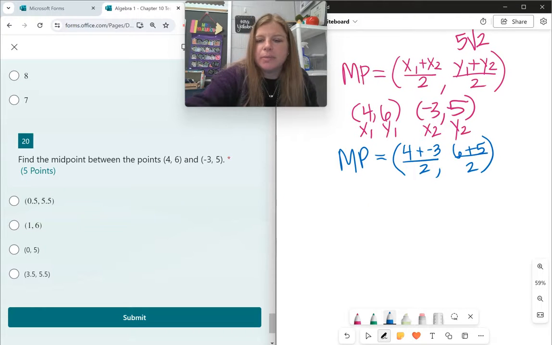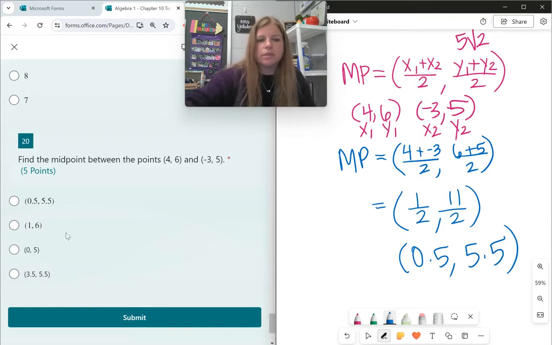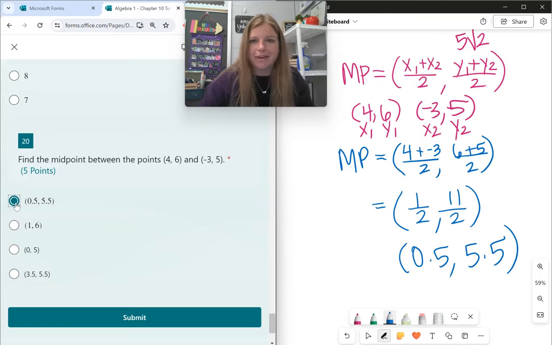So let's see, the midpoint, 4 plus negative 3 is 1 over 2. 6 plus 5 is 11 over 2. Now I see I have decimal answers. No big deal. Fractions are good. Decimals are good. Well, half is just 0.5. And 11 divided by 2 is 5.5. And again, fractions or decimals are all good. And I have my final answer.